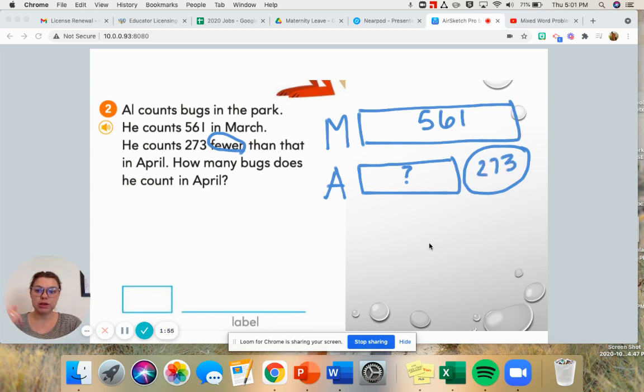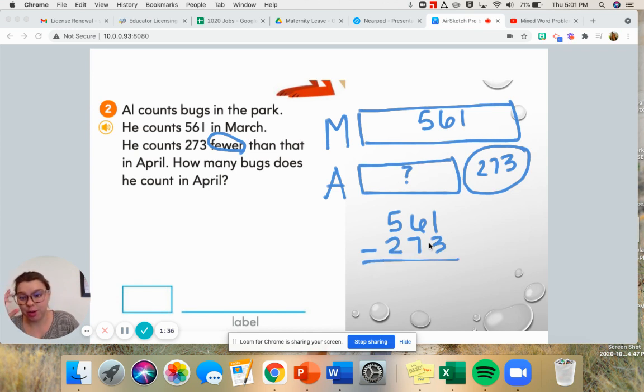Now, if you think back to Math Mountains, we have a number on the top, and then on the bottom we have a comparison bar next to a circle number. We know we need to subtract. So we always start with the biggest number first. We're going to go 561, take away 273.